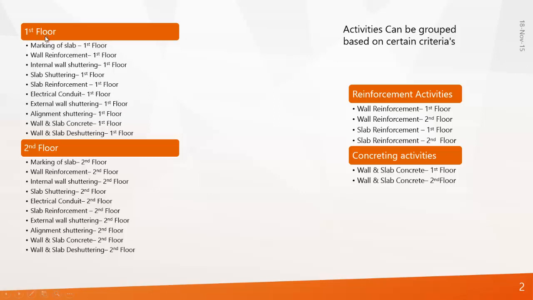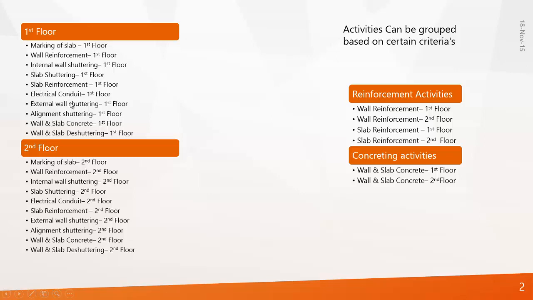Look at this example. There are two WBS, that is first floor and second floor. You can also call them deliverables. Under first floor you can see certain activities, and the same activities you can see under second floor as well. Under first floor you can see marking of slab, wall reinforcement, internal wall shuttering, slab reinforcement, and so on.